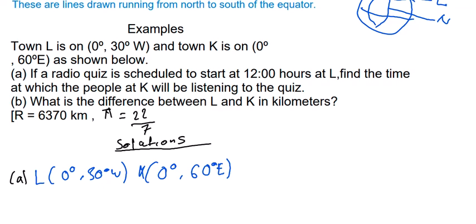So we're told that if the radio quiz is scheduled to start at 12 hours at L, find the time at which people at K will be listening to the quiz. So how are we going to calculate this kind of equation? First things first, we're going to add the longitude in this particular case.